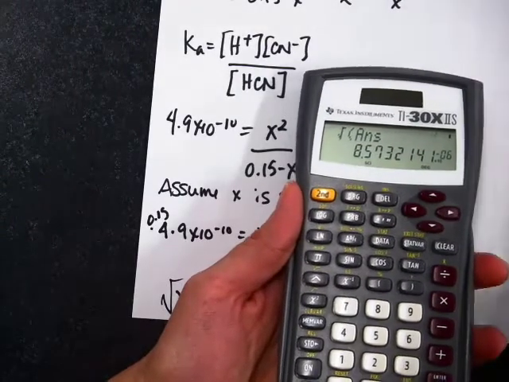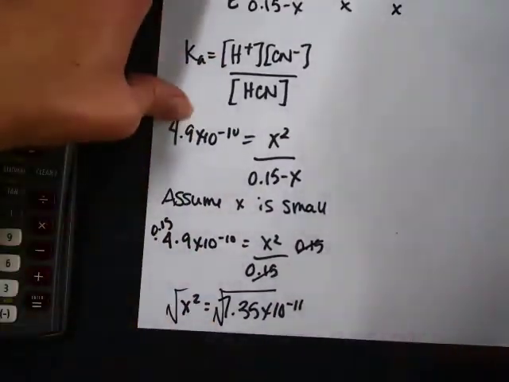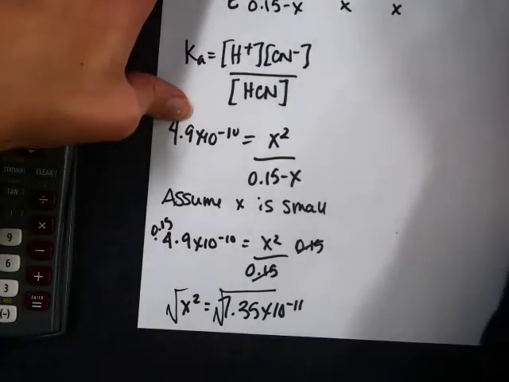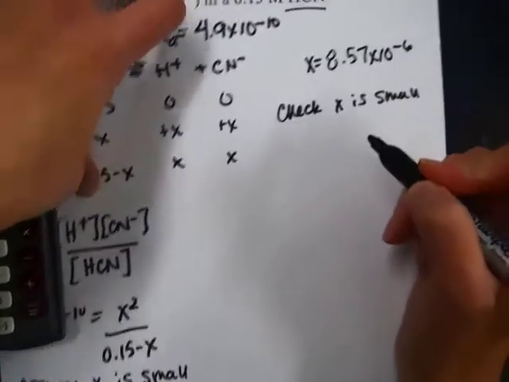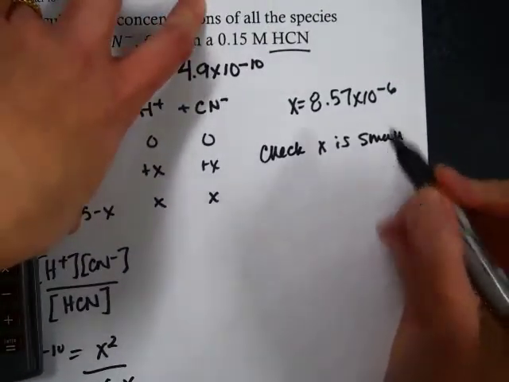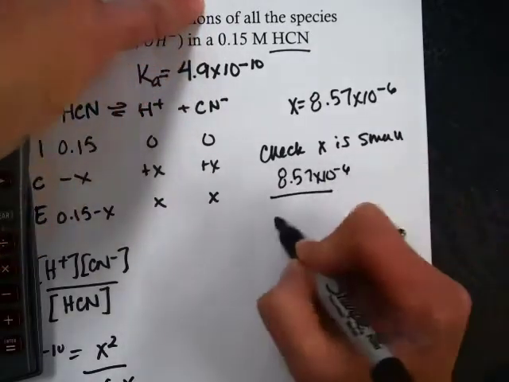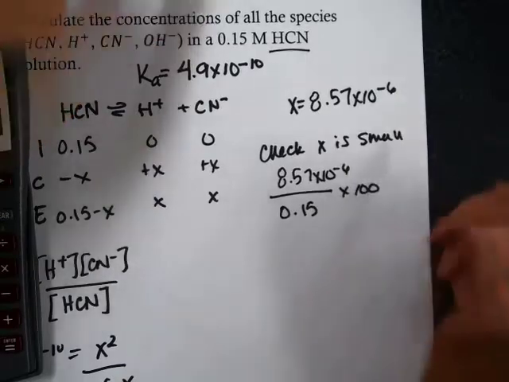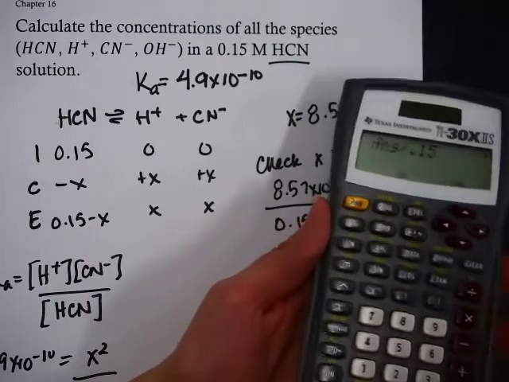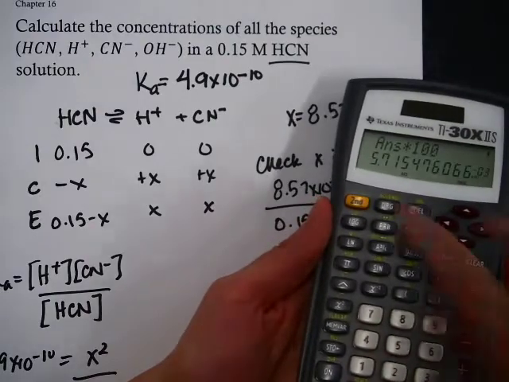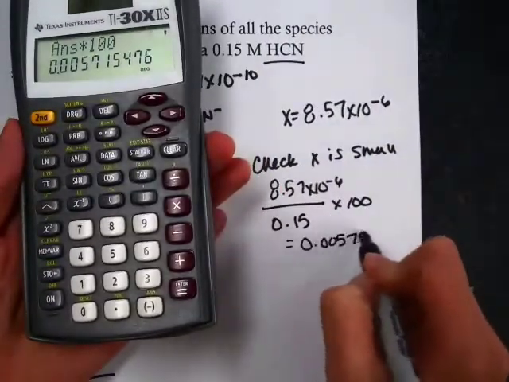All right, so my X is 8.57 times 10 to the minus 6. I will check that X is small just to make sure. So remember, that would be comparing X to the 0.15, which is what I ignored it compared to, times 100. And that should just be less than 5, which it will be. It's 0.005, so we're good.